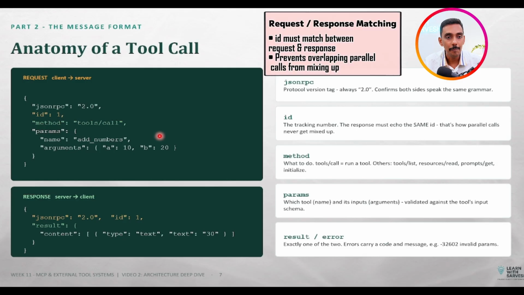The second line, ID: 1. This is the tracking number. Remember from the previous slide, when the response comes back, it must carry this exact same ID. That is how 10 parallel tool calls never get mixed up.